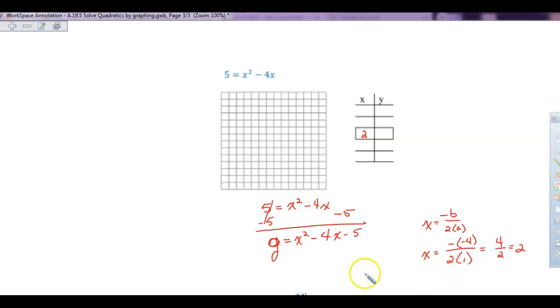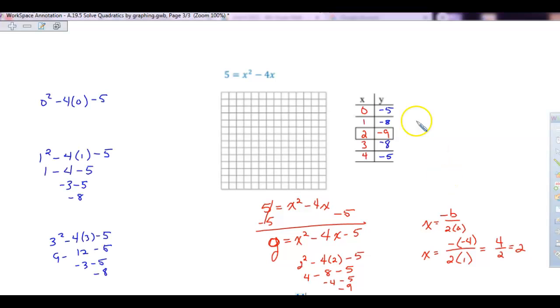Now to find out what y is going to be, I just take 2 squared minus 4 times 2 minus 5. That's 4 minus 8 minus 5. That's -4 minus 5, and that's -9. So (2, -9) is my vertex. And now I can use this to help me with working through that. Okay, so I did that. I did 0, 1, 3, and 4 because they bracketed 2.